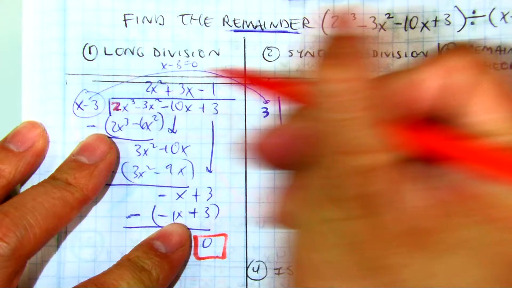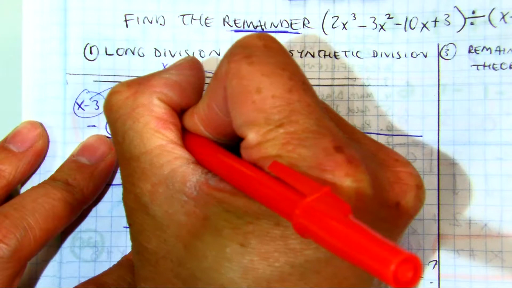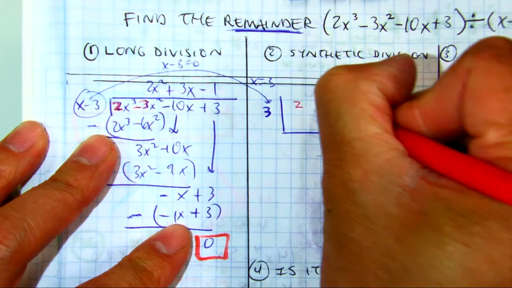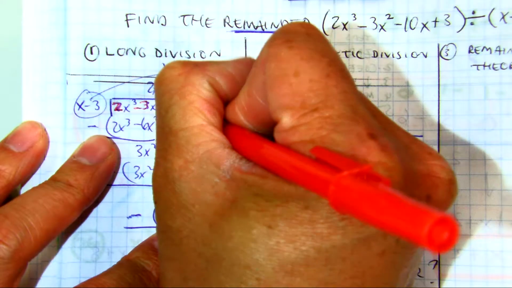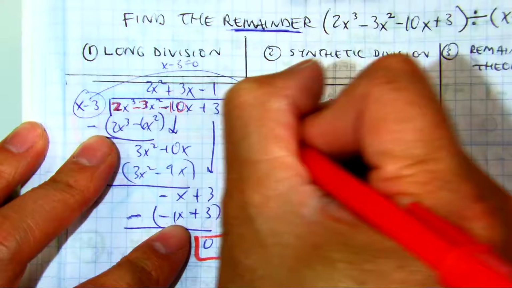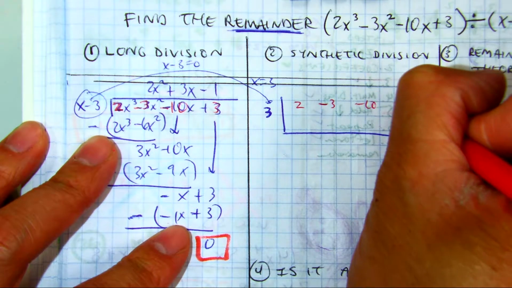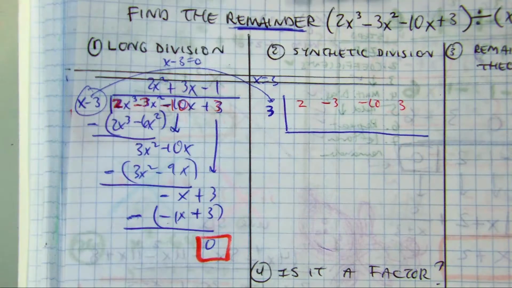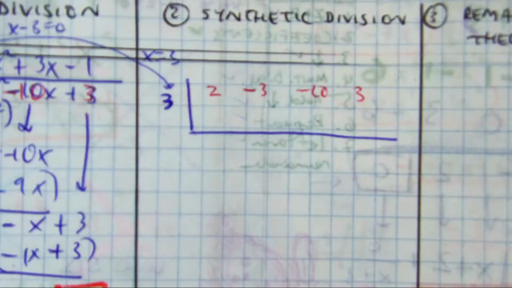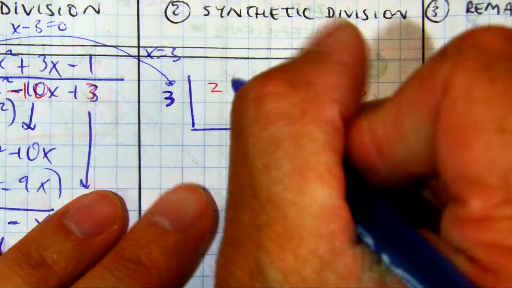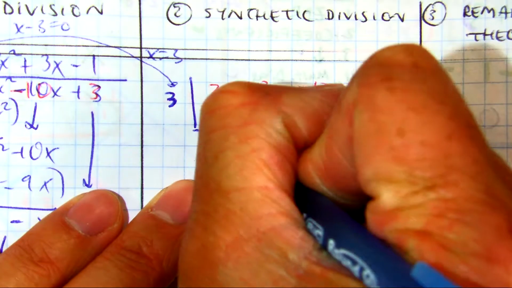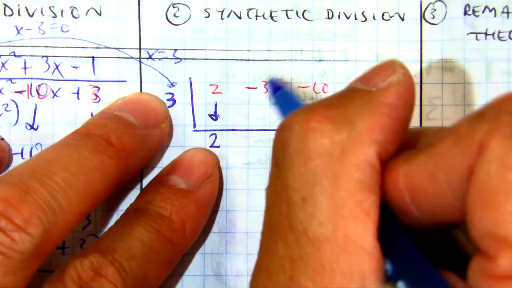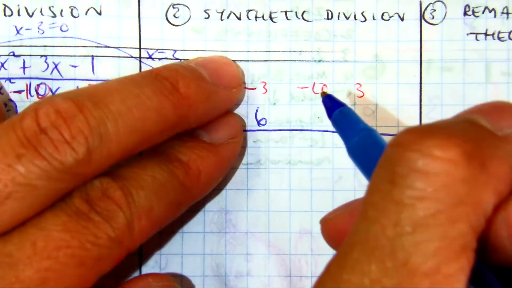2, negative 3, negative 10, and 3. Okay, what do I do first? Bring down the 2. Now what? Multiply 2 by 3, 6. What math operation? Add. What do you get?